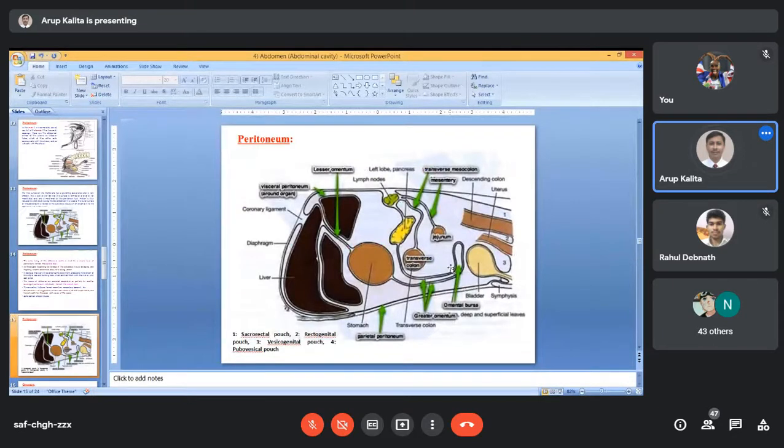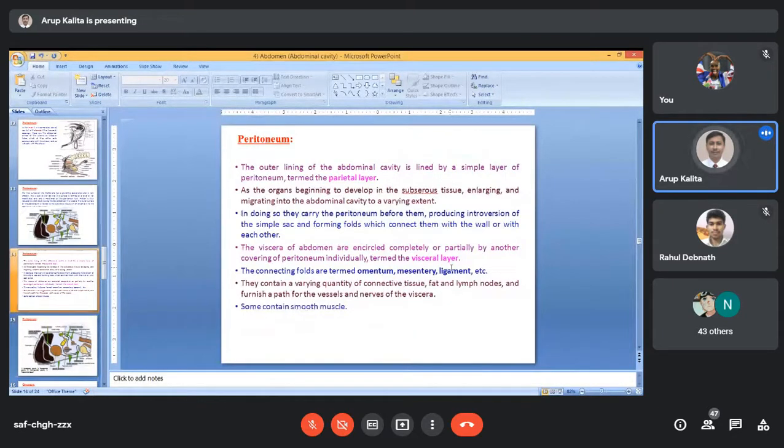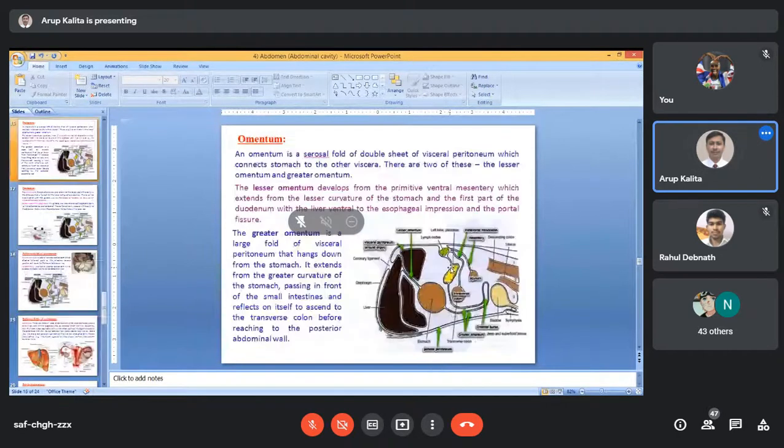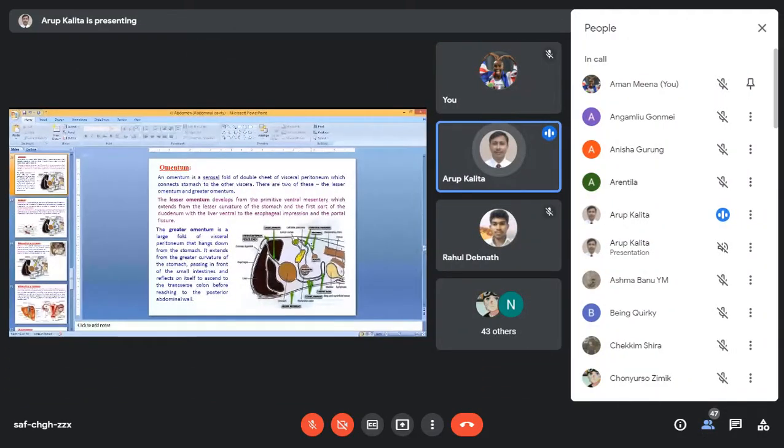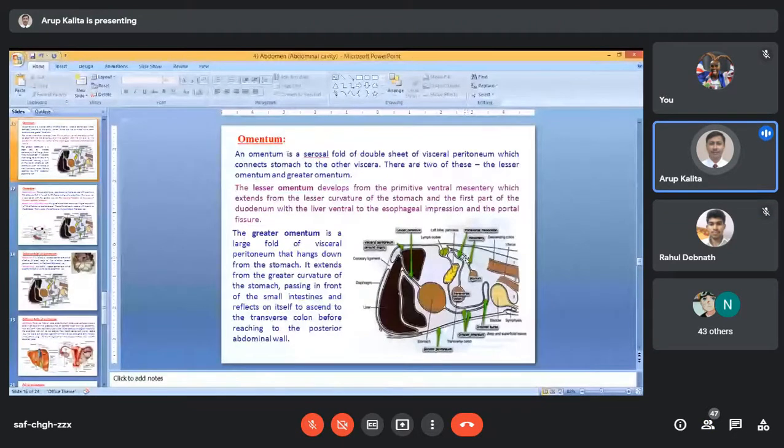Now, what is omentum? Okay, I'll come to that. First is the omentum. You see, these are very important. An omentum is a serosal fold, that means a serous fold of double sheet of visceral peritoneum. You see here, this is visceral peritoneum or not? Already I told you, parietal peritoneum will come and infold to form the visceral peritoneum. So there are two folds. It will cover one organ, that is the jejunum. You see there are two folds here. Two lines are there. That means a double fold.